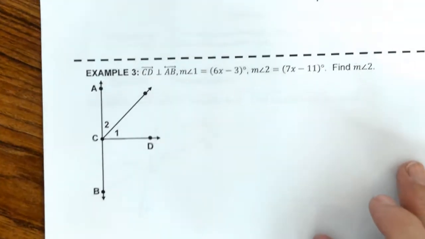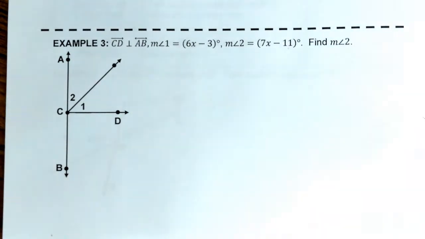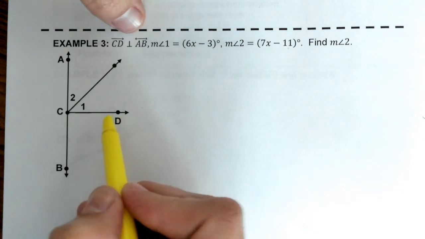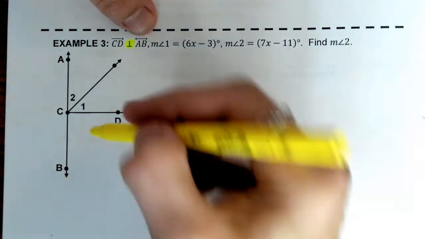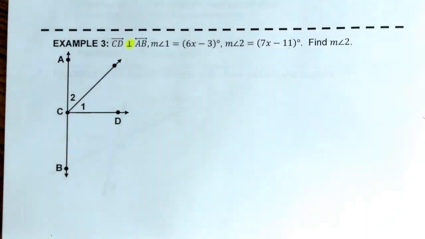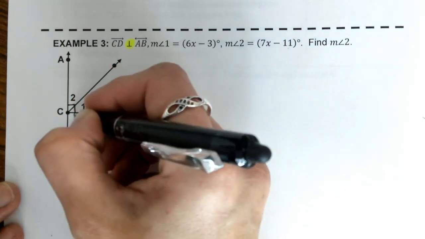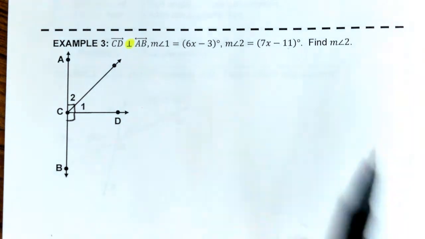Take a look at the next one. We're seeing the symbol here. We are seeing that ray CD right here, and this symbol right here means perpendicular to line AB. What does perpendicular mean? Well, we need to know what perpendicular means. It means it intersects or forms 90-degree angles. Now, when it's perpendicular, you're going to have a 90-degree angle on both sides. Okay? So let's continue reading through.